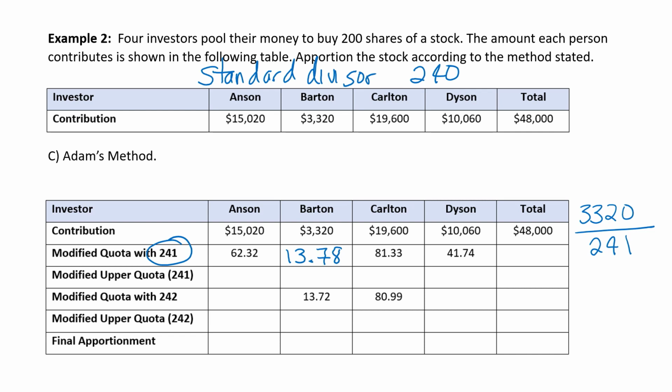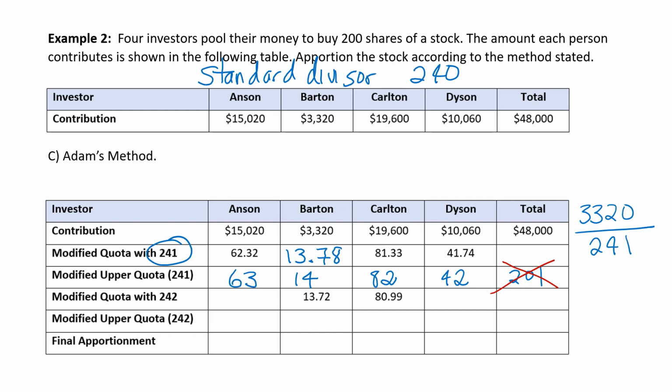Now this time we take the upper quota, so we round up regardless of what the decimal says. Modified upper quota for Anson is 63. The modified upper quota for Barton is 14. For Carlton, 82. And for Dyson, 42. Add those numbers up. Use your calculator. 63 plus 14 plus 82 plus 42. I got 201. And that's too many. We only have 200 shares.